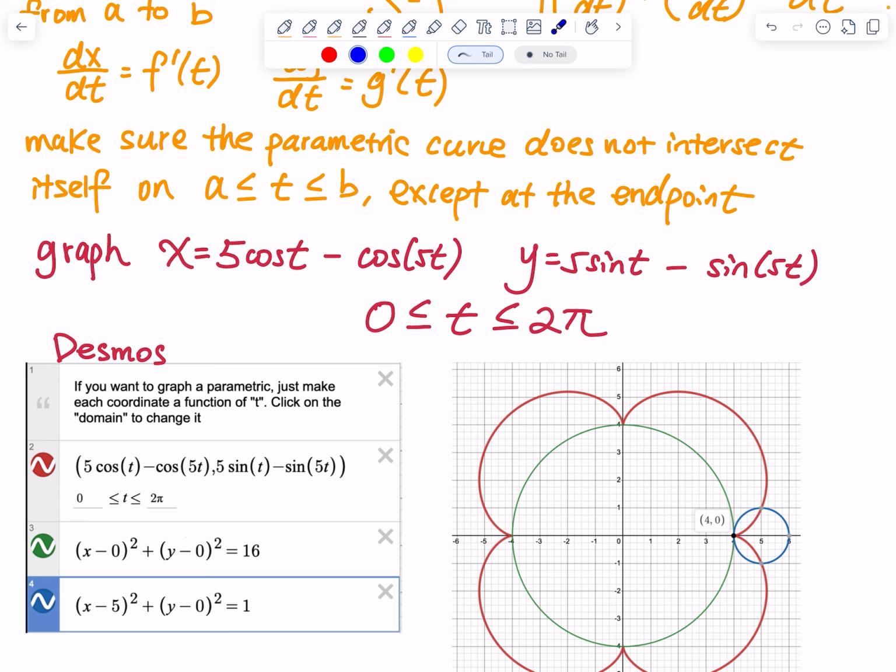And then for the green and the blue, these are just rectangular equations. This is the equation of a circle, the radius is equal to 4. And this is the equation of a circle, the radius is equal to 1. The green circle is centered at 0, 0. The blue circle, the center is at 5, 0. That is the standard equation of a circle. You studied that in the past. So I graphed two circles and a parametric curve.